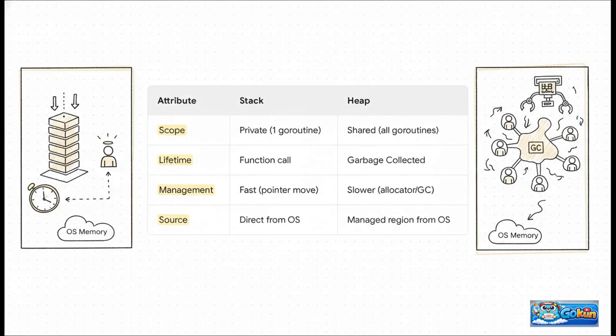First, scope. This is the big one. A stack is fiercely private. It belongs to exactly one Go routine and one Go routine only. The heap, on the other hand, is like a public park. It's a single, shared space for all Go routines.